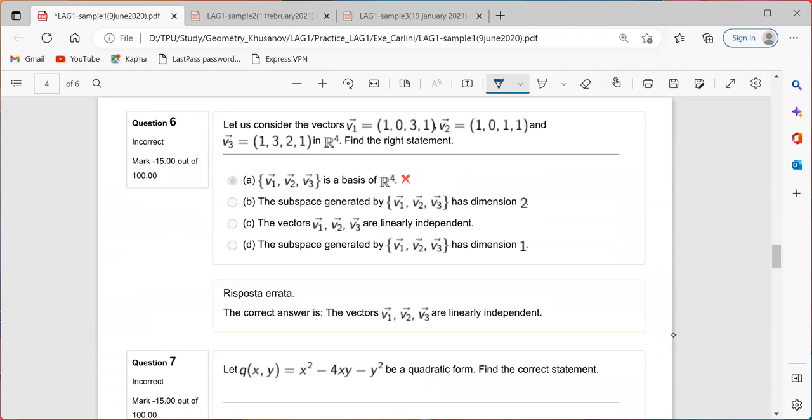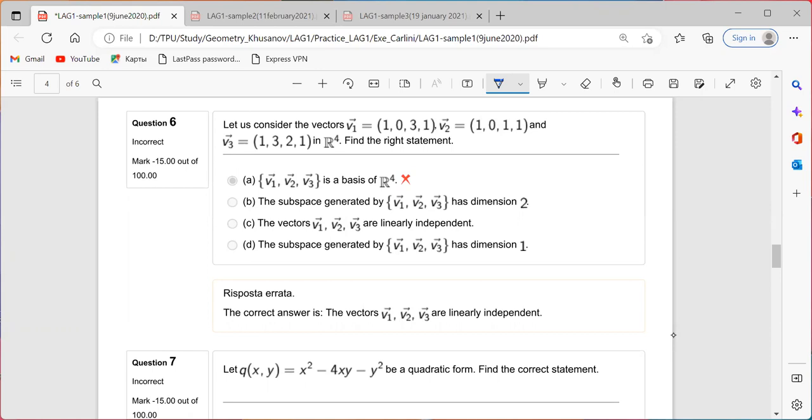Let's consider 6. Vectors V1, V2, and V3. First of all, they will be vectors in R4. Why in R4? Because each of these vectors consists of 4 components, you see. That's why we really deal with R4.